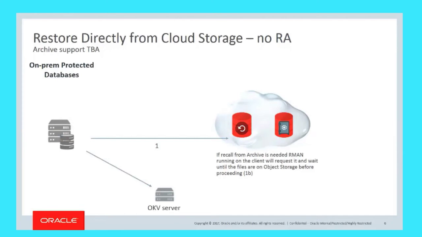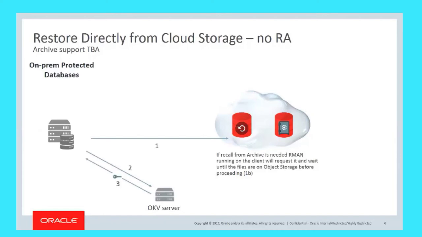The other option is to export the OKV server keys in a wallet, so in a file that then can be copied to the protected database and configured as a local file wallet. In this case, there's no need to enroll the protected database in the OKV server. It's just a file wallet that needs to be copied, configured, and opened like a regular Oracle wallet.